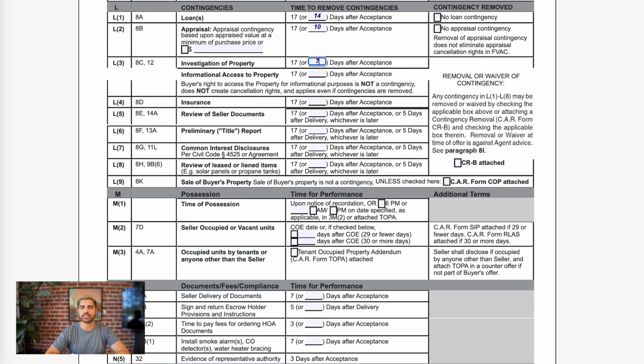Removing those contingencies basically says that if something comes back on my inspection, I'm not going to pull out of the deal because of what's in this inspection. So if you remove your inspection contingency, it doesn't mean you can't do an inspection. It's just saying, I'm not going to cancel the deal because of what I find in that inspection report.